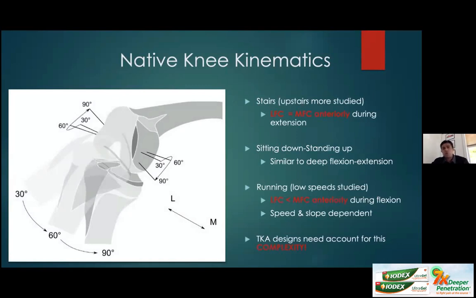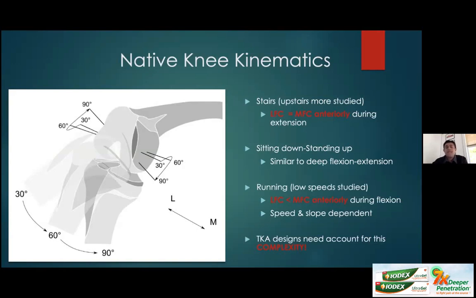So again, low speeds have been studied. It's very hard to study someone like Usain Bolt who's running that fast because our sensors are not that precise. In running at low speeds, there seems to be an anterior translation of the medial femoral condyle compared to the lateral femoral condyle during flexion, the flexion part of running. But this is dependent on how fast people run and how much of a slope gradient they have, whether they're going uphill, level ground, or going downhill.